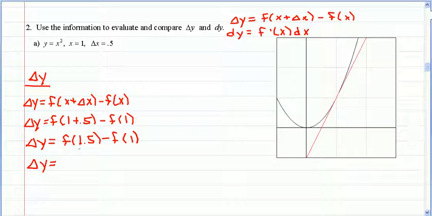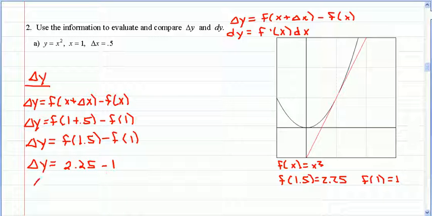And to find f of 1.5, we just take our function f of x, which is x squared, and 1.5 squared is 2.25, and f of 1 is equal to 1. So I take these two values and substitute them in, and the answer for delta y is equal to 1.25.